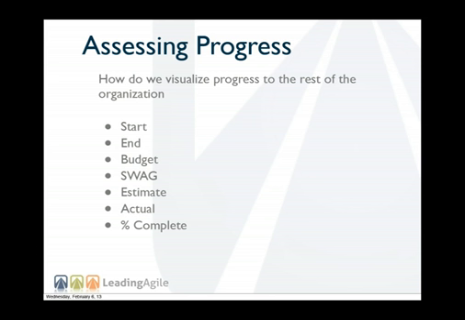So things like understanding the planned start and the planned end for a given epic, understanding the budget associated with the epic, understanding what our kind of wild guess was associated with the epic, being able to understand what the estimates, the actuals, the percent complete was, I think is a very powerful way of communicating with our leaders what it is that we're actually doing and where it's at in the process.